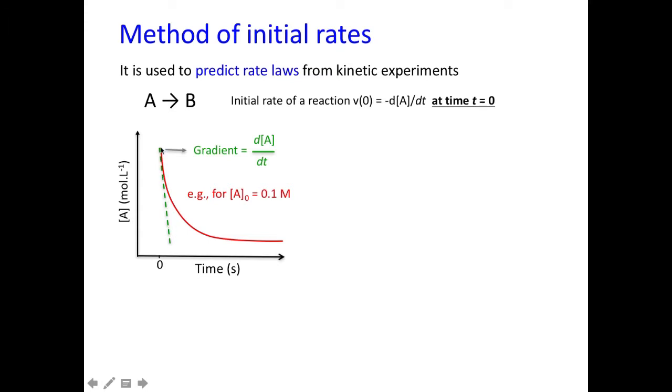So we have 2 points. The first one is at time equals 0. And the second one, let's say, is after 1 second or any short time period. And the gradient of the slope is the derivative of concentration of A divided by time, so it's an infinitesimal variation of concentration divided by an infinitesimal variation of time.